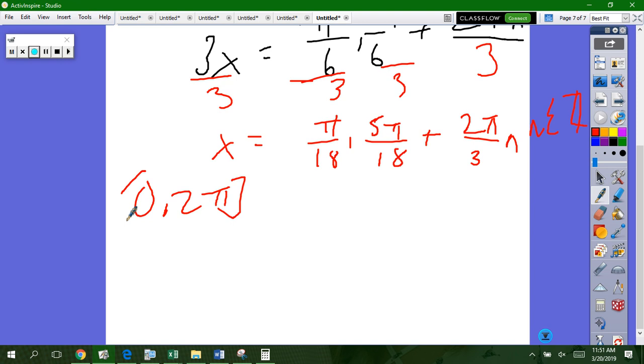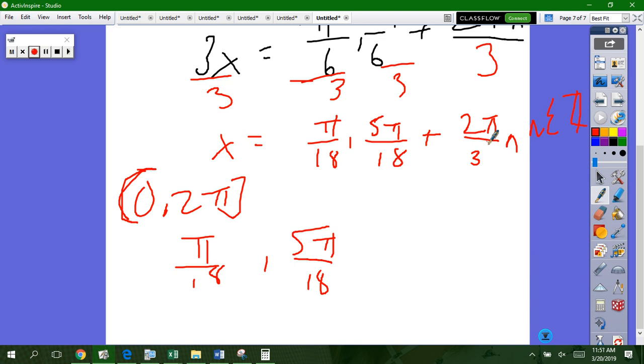Nope, that would not be all my solutions. That would only be 2 solutions. So here's what I do. If they wanted solutions between 0 and 2 pi, I'd have pi/18 and 5 pi/18. Okay, and then I'd have to add 2 pi/3 to each of those.